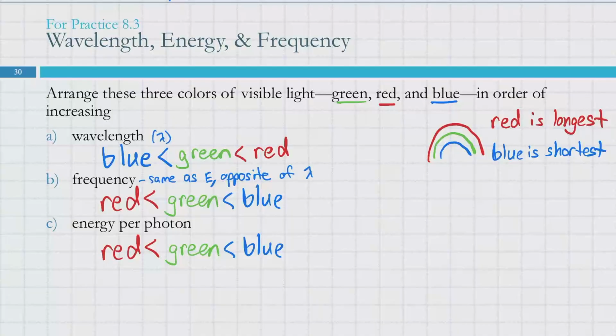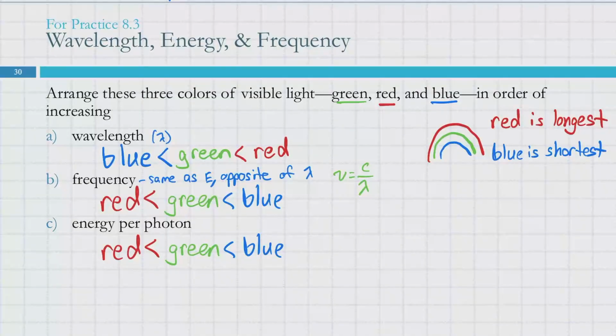Questions about those? This is the equation that shows us that they're inversely related. So if we make wavelength bigger, frequency gets smaller. If we make wavelength smaller, frequency gets bigger. Higher frequency, more frequency.